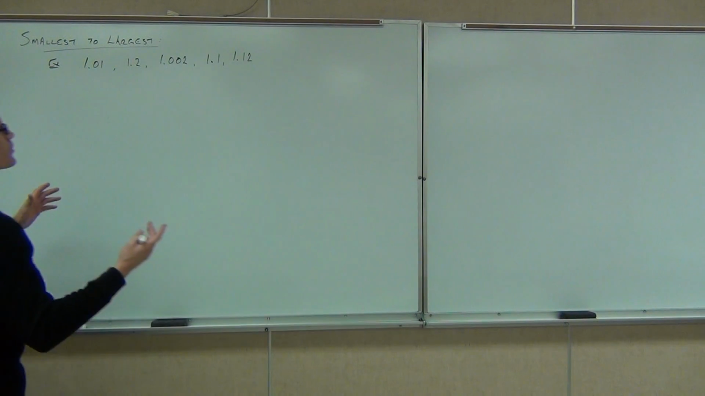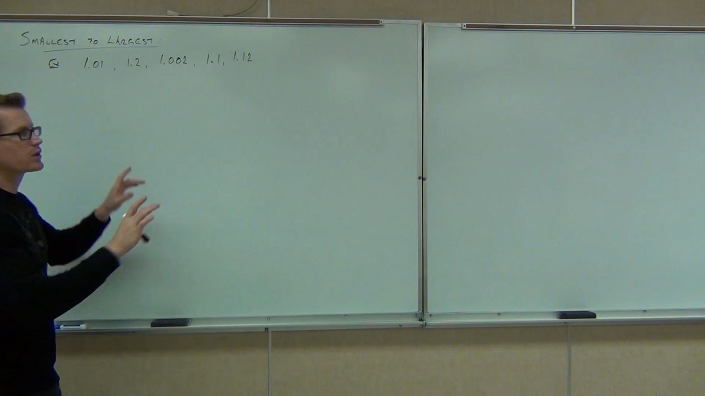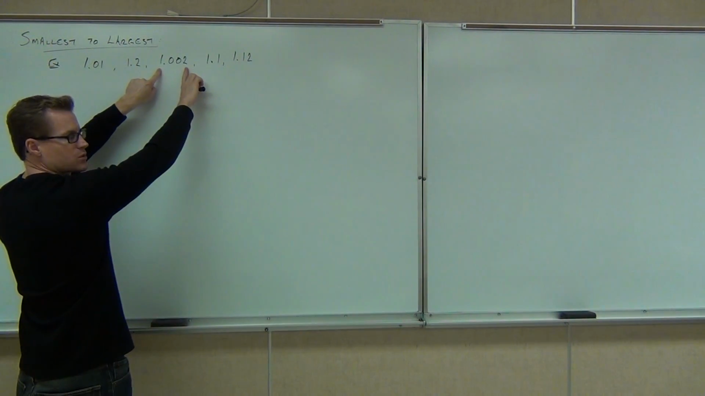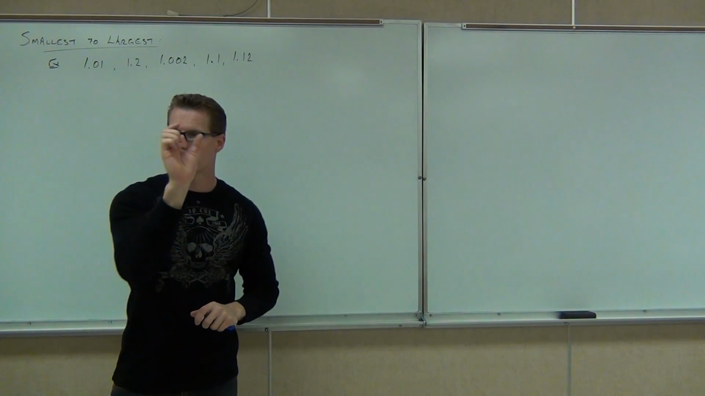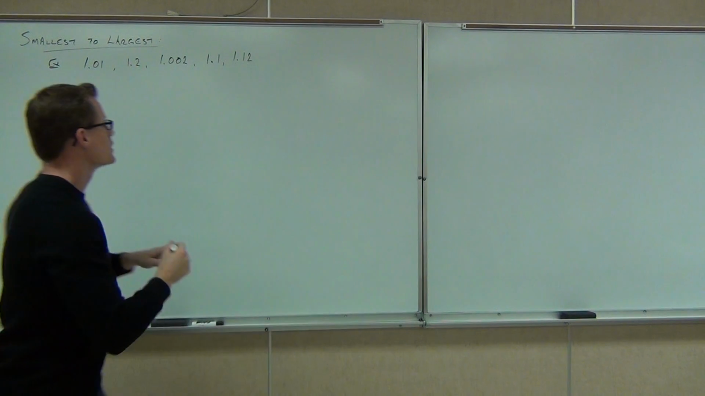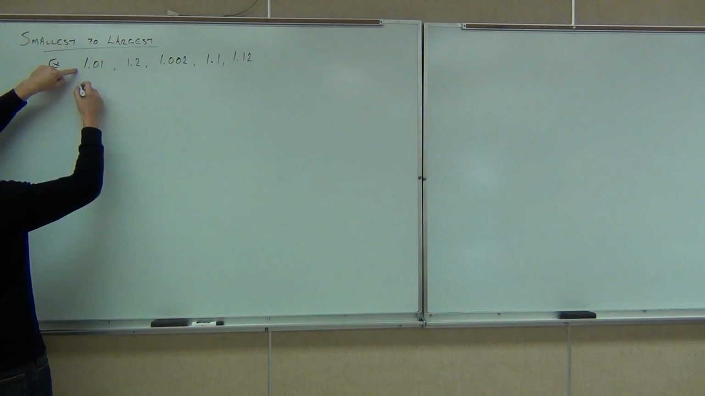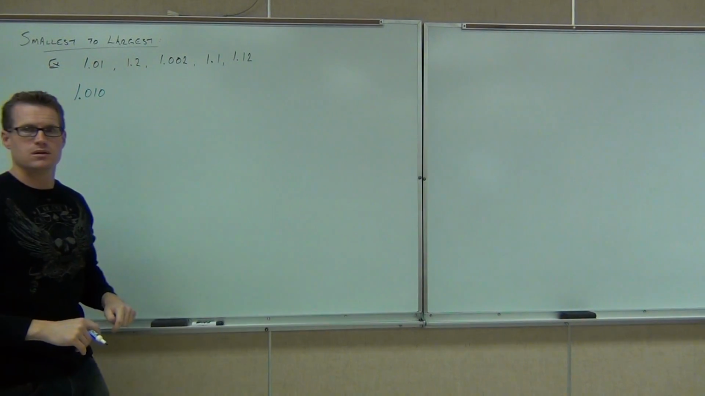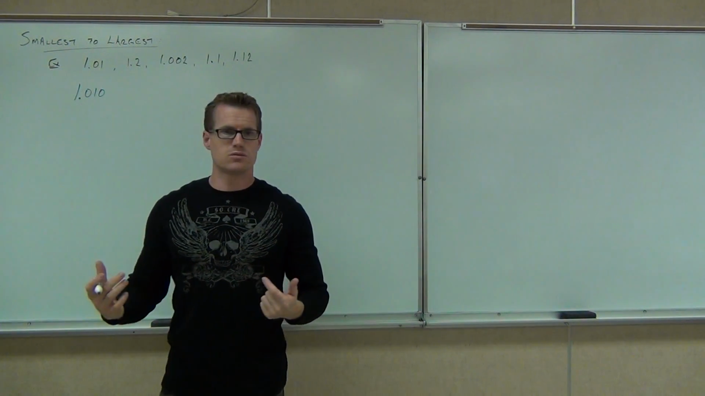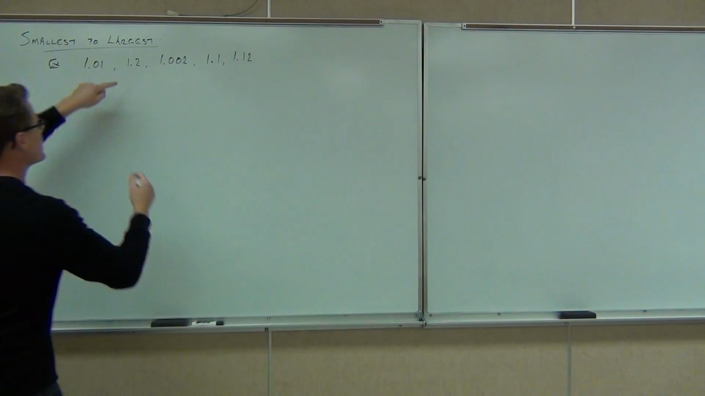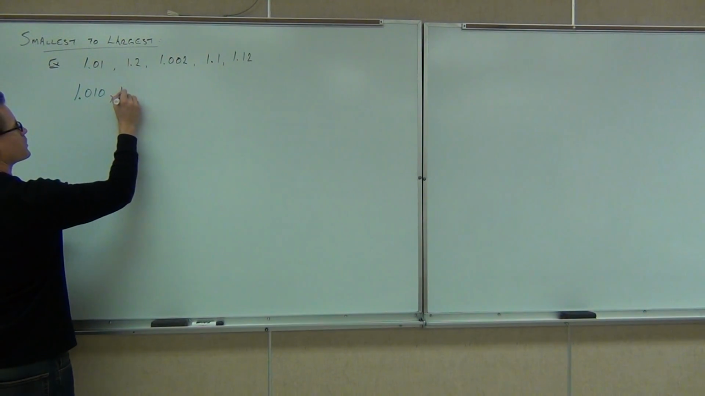Our longest number, not necessarily our biggest number, but our longest number is 1.002. So I want to make this so it's point something something something. I want that length of 3. So in our first case, instead of 1.01, I can make it 1.010. Do we agree that's the same value? Yes. Okay. Then the 1.2, I can make that 1.200.